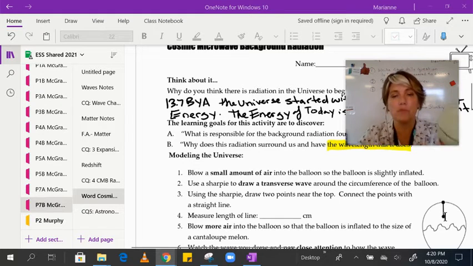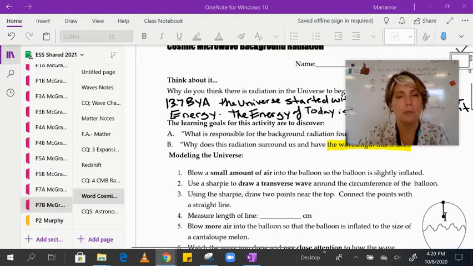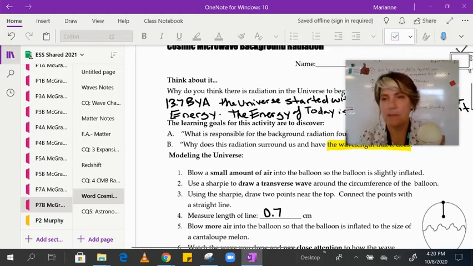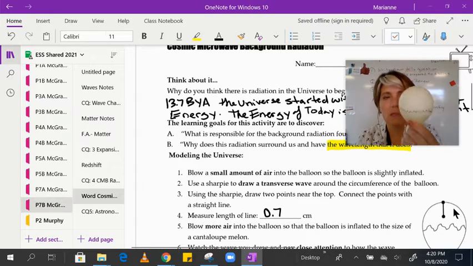So I'm going to use my metric ruler, and using metrics, I'm going to go from peak to peak, and I have 0.7 centimeters. That means I've got 7 millimeters. Okay, that's the length of my wave in my early baby universe model.